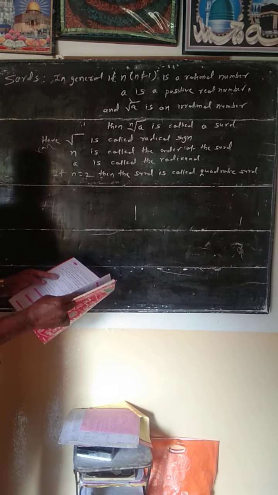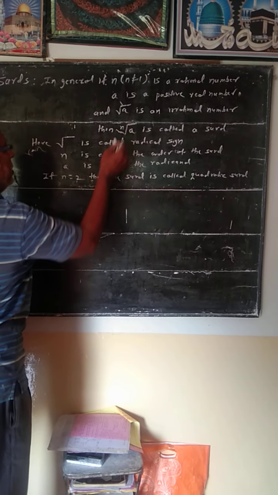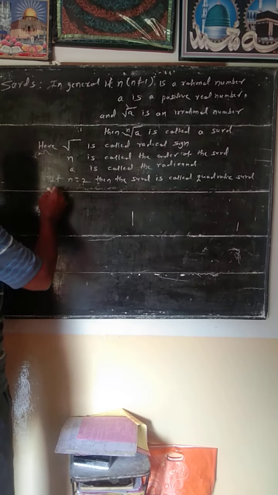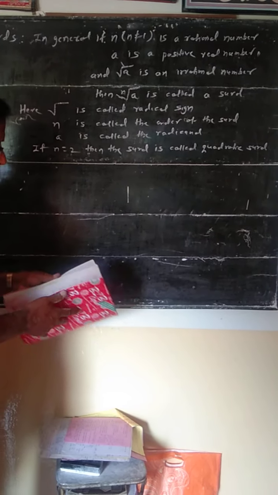Here this sign is called a radical sign, this number n is called the order of the surd, and this a is called the radicand. If n is equal to 2, even if we don't write the 2, the surd is called a quadratic surd. Then I will give you direct examples from the practice set.